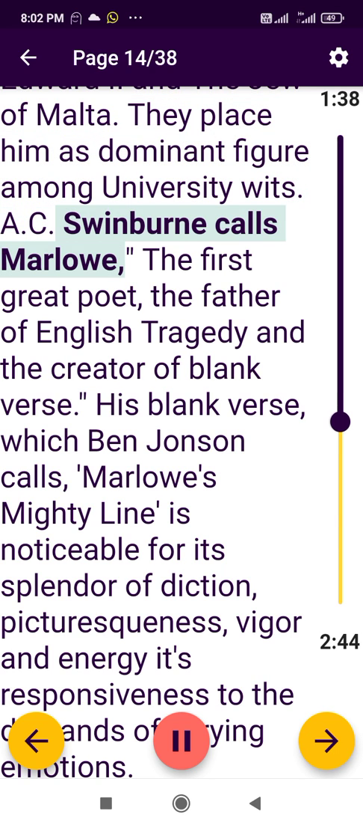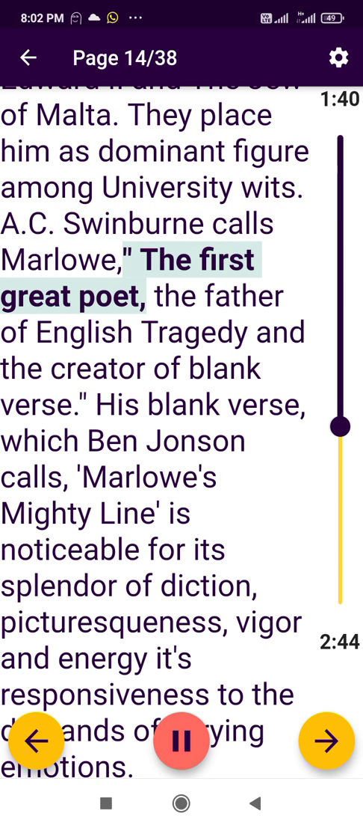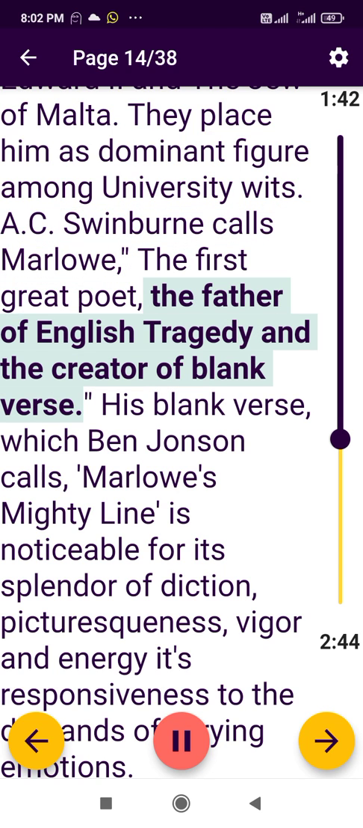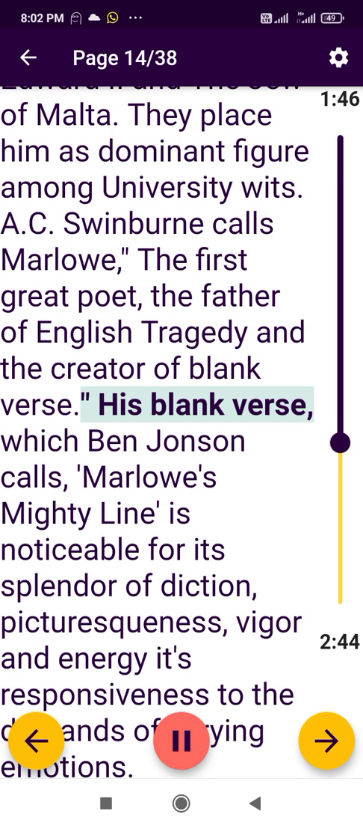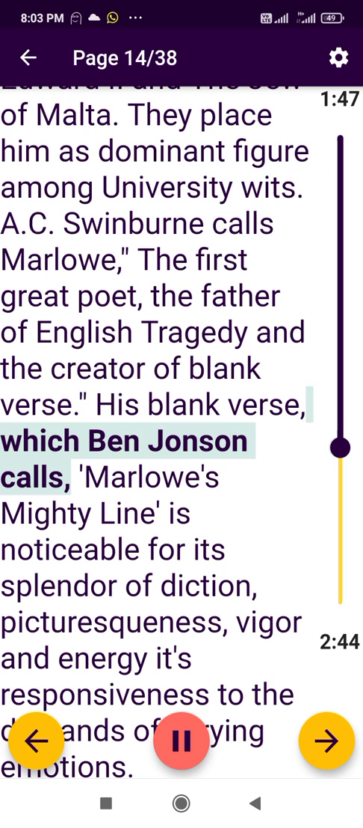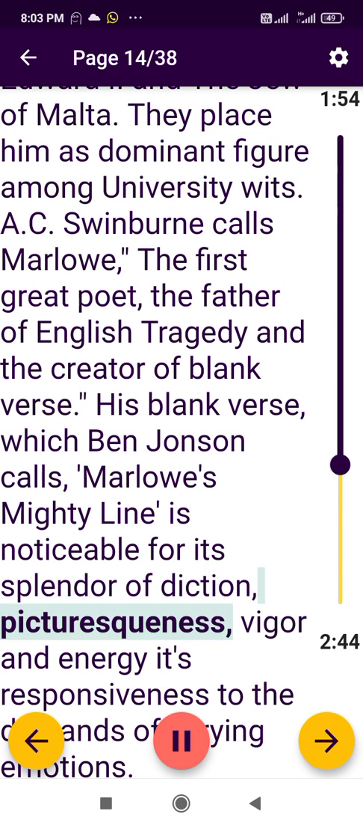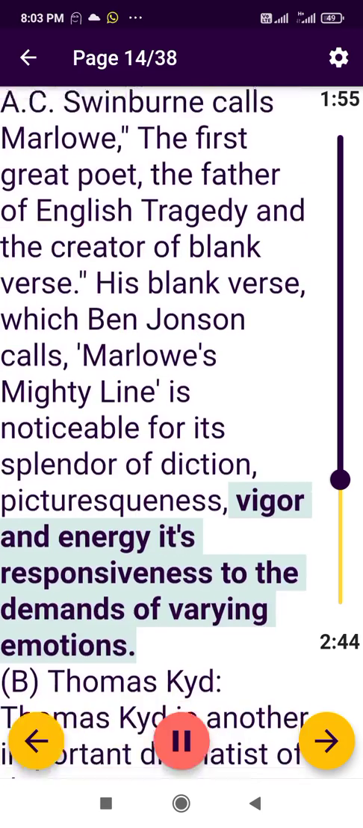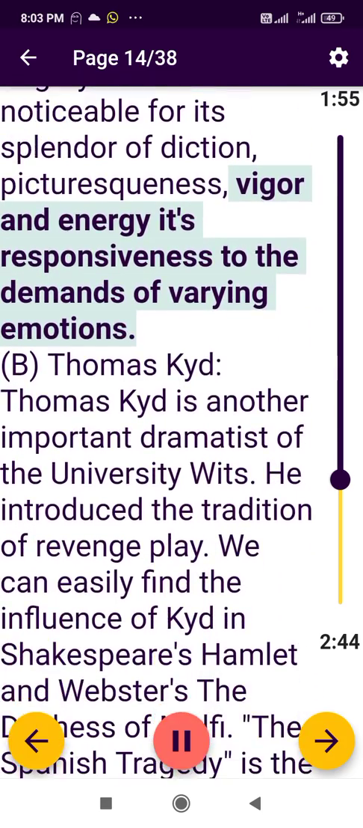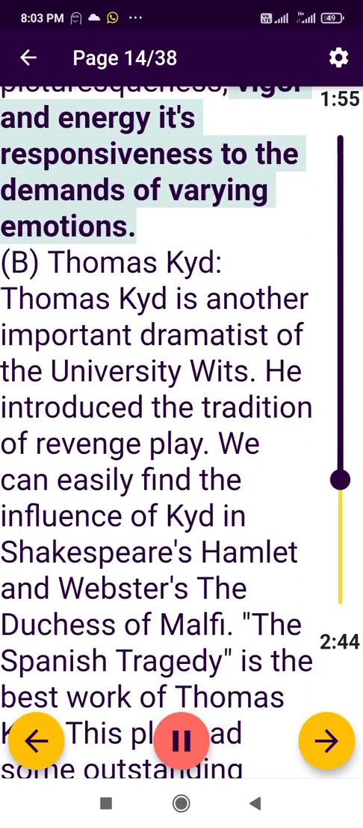A.C. Swinburne calls Marlowe the first great poet, the father of English tragedy, and the creator of blank verse. His blank verse, which Ben Jonson calls Marlowe's mighty line, is noticeable for its splendor of diction, picturesqueness, vigor and energy, its responsiveness to the demands of varying emotions.